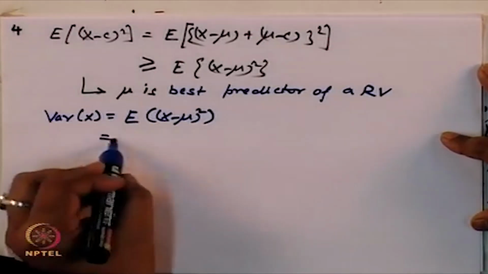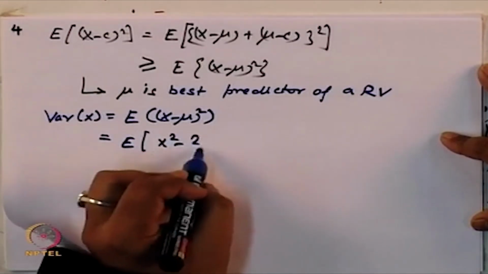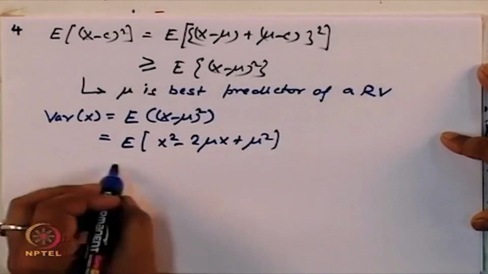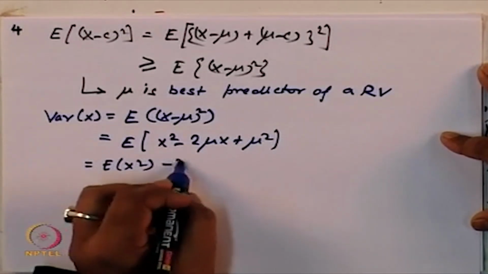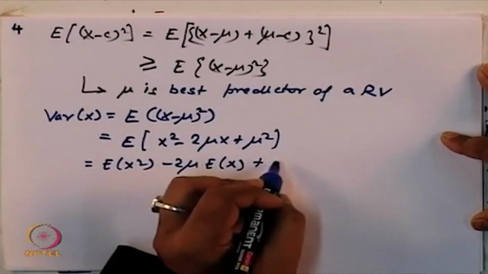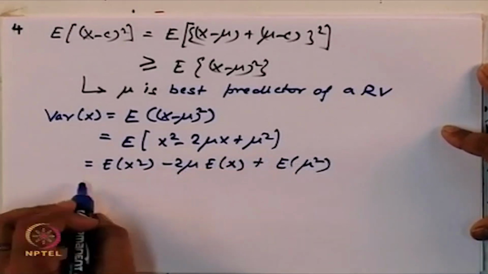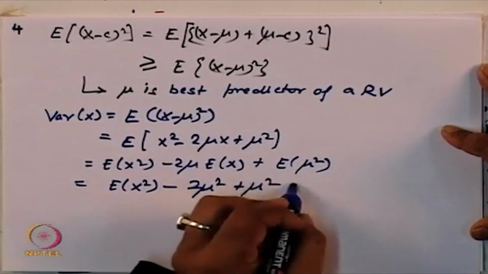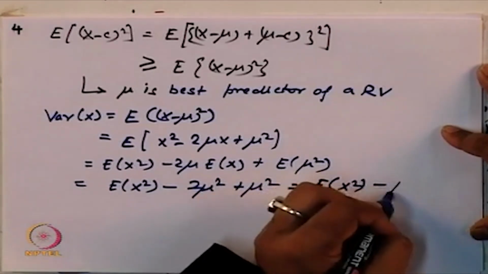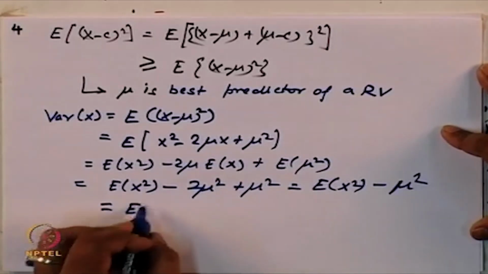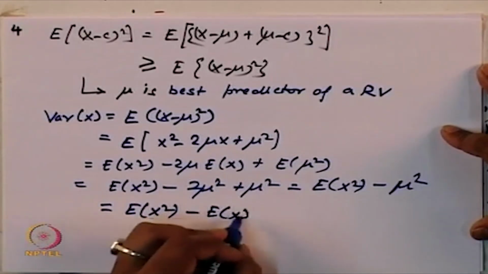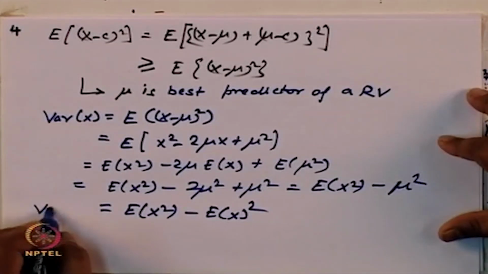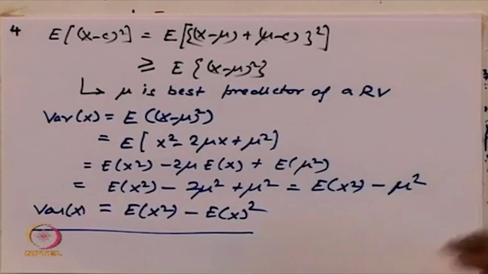So, I can expand this. So, variance of x has this identity.